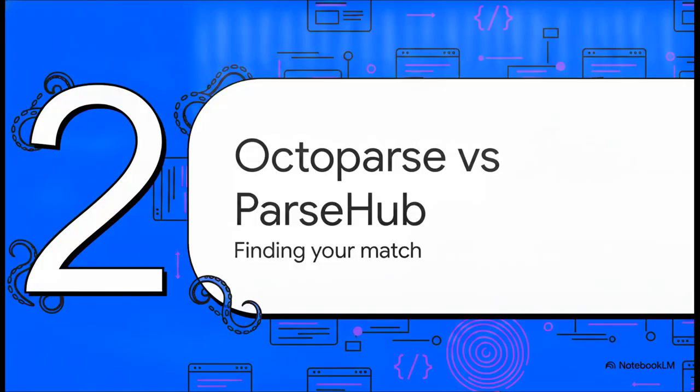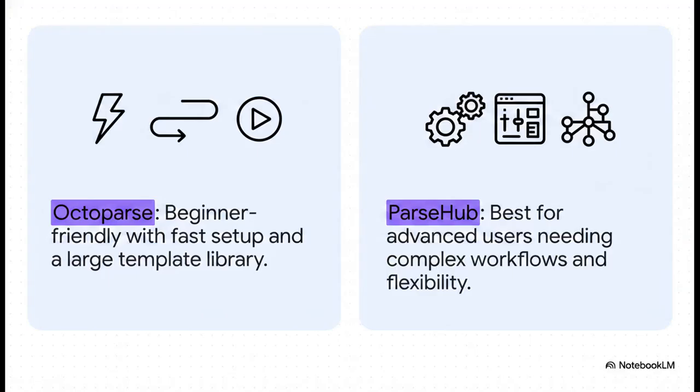Moving right along to Section 2, Octoparse versus ParseHub, finding your perfect match. Now, before we really look at how they differ, it's pretty crucial to know what they share. Modern websites are incredibly dynamic. They're not just static text on a page anymore. They rely heavily on JavaScript to load content, render images, handle infinite scrolling, all of that. The great news here is that both of these tools are actually fantastic at handling JavaScript-heavy websites and complex social media pages. But there is a real divide between the two.